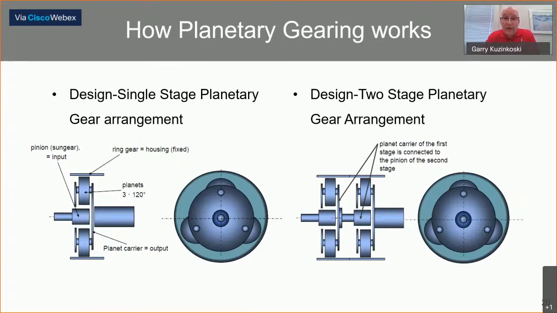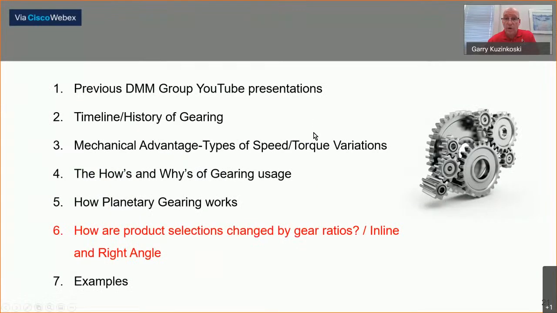If I go to a 2-stage design, I'm then coupling the planet carrier of the output of the first stage to the pinion input of the second stage. That is how you get the multiplication. So moving forward, product selections change by gear ratios. What does that do for us? Well, a couple of things.